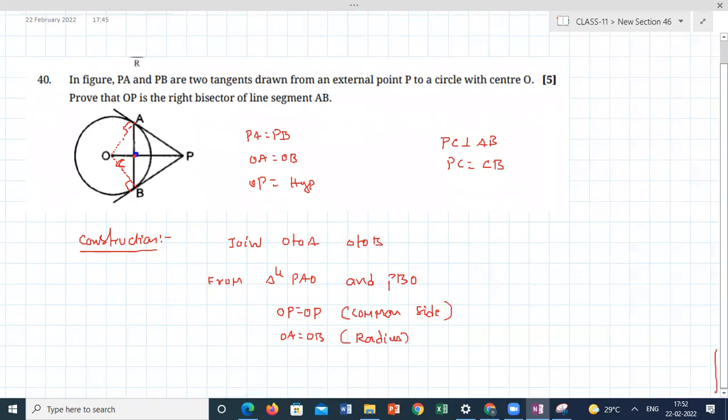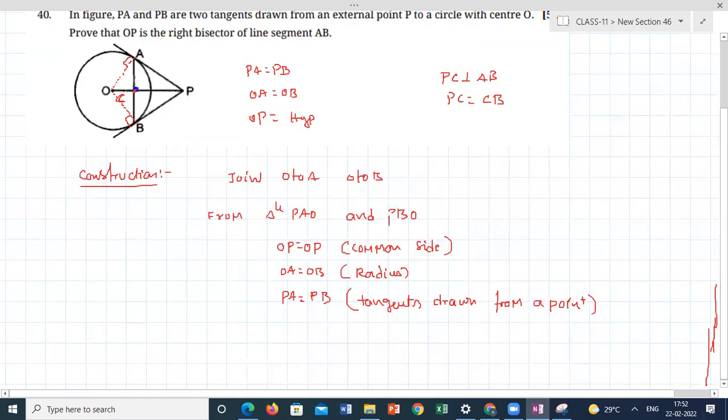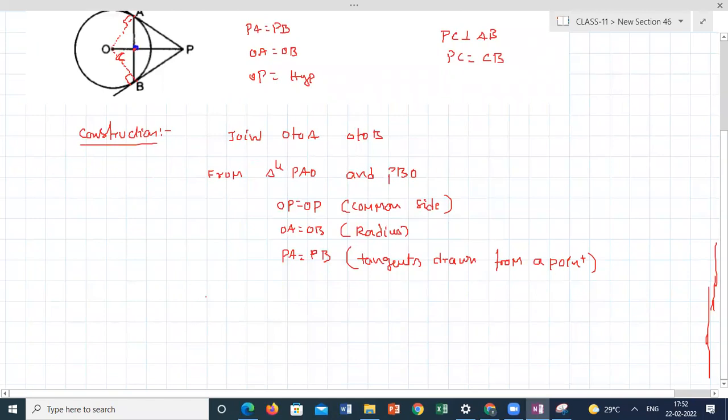And next, what is one more line? PA is equal to PB, tangents drawn from a point. Length of the tangents drawn from a point. So from here I can say triangle PAO is congruent with triangle PBO. Which criteria I have to write, Harita? SSS criteria.